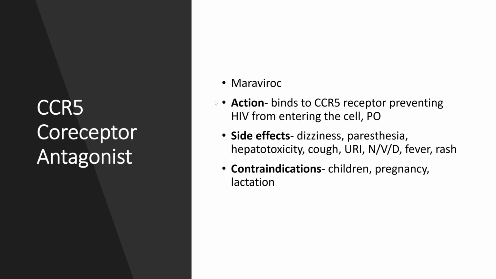Okay, so the CCR5 or your co-receptor antagonist is your maraviroc. So it works by binding to the CCR5 receptor and prevents HIV from entering the cell. This is given by mouth. Side effect wise, you could see dizziness, paresthesias, hepatotoxicity, cough, upper respiratory infection, nausea, vomiting, diarrhea, fever, and rash. So it's going to be contraindicated in children, those who are pregnant and lactating.